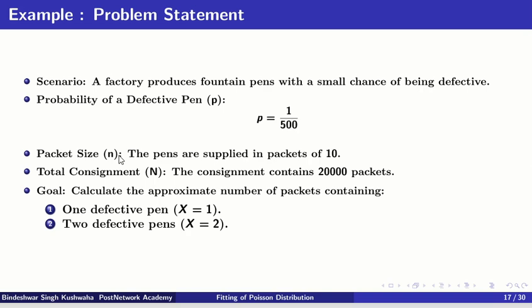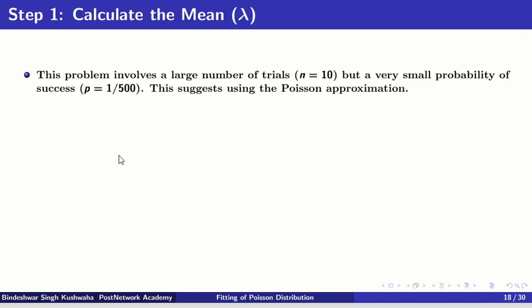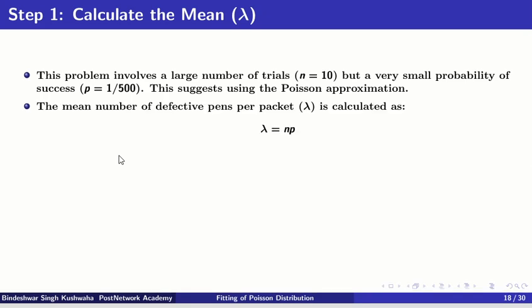So what is the goal? Calculate the approximate number of packets containing one defective pen, x equal to 1, and two defective pens, x equal to 2. Now this problem involves a large number of trials, but here n is equal to 10 and the probability of success is very small. This suggests using the Poisson approximation, as I told you. If the probability is small and the number of trials is large, we use the Poisson distribution instead of the binomial distribution.